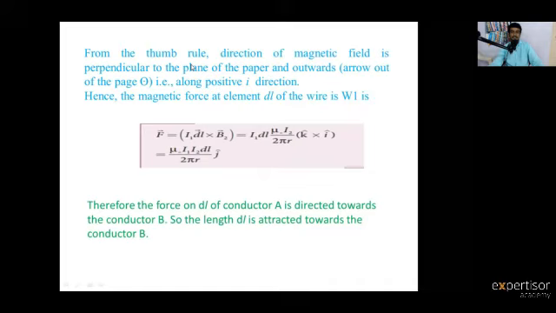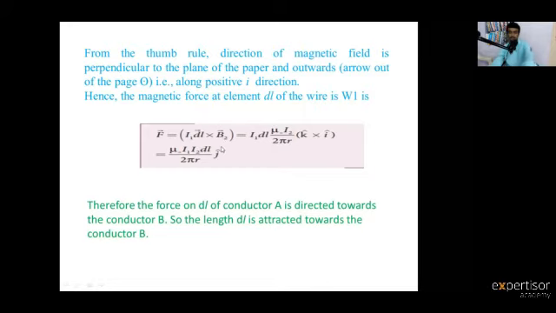From the thumb rule, the direction of the magnetic field is perpendicular to the plane of the paper and outwards. First one is into the page, second one is outwards, along positive i direction. Hence the magnetic force at the element dl of the wire W1. Force is applied on the element, it is changing the position, so that's why work is developed. So F is equal to I1 into dl into B2.